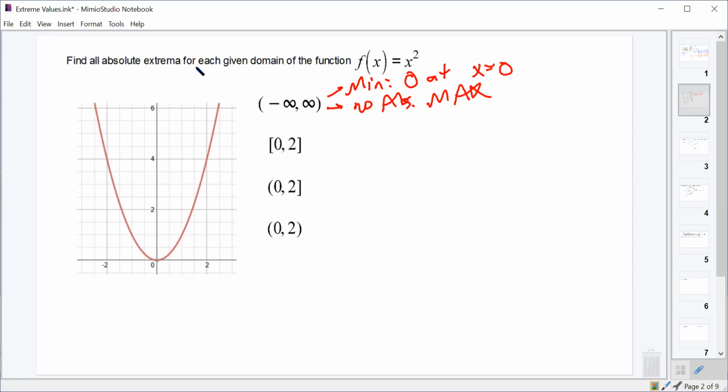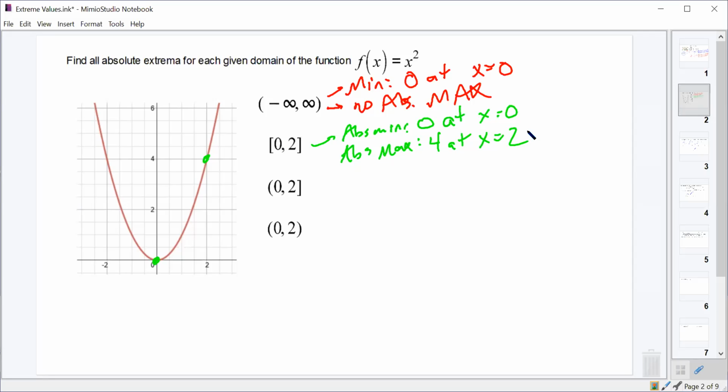What about the closed interval from 0 to 2? Is there an absolute minimum? Yes. It should be 0, right? Still at x equals 0. What about an absolute max? Should be 4, and it should be at x equals 2.